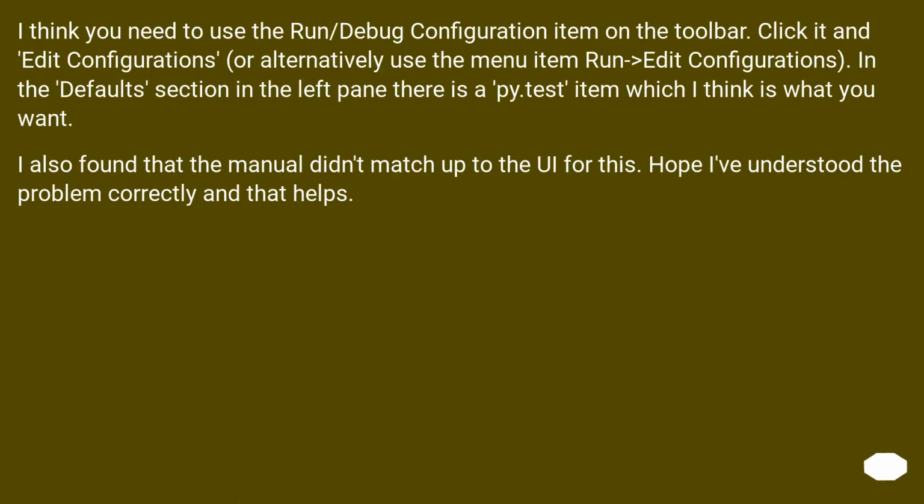I think you need to use the run/debug configuration item on the toolbar. Click it and edit configurations, or alternatively use the menu item run, edit configurations. In the default section in the left pane there is a py.test item, which I think is what you want. I also found that the manual didn't match up to the UI for this. Hope I've understood the problem correctly and that helps.